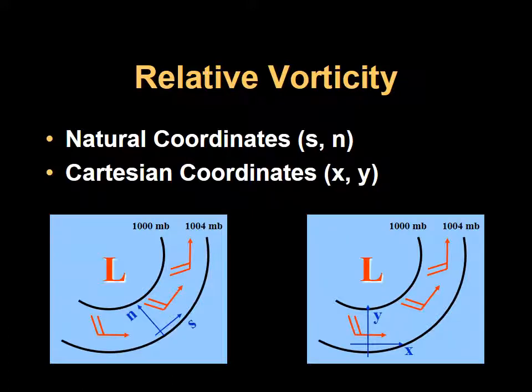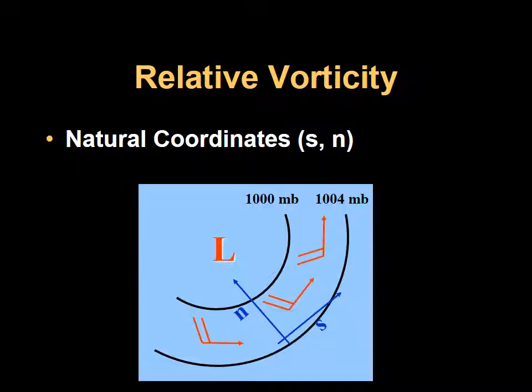We're going to look at this two different ways. One way is natural coordinates, that's easier to understand. Cartesian coordinates are a little bit more difficult mathematically. So let's do the easy way first. We'll do S and N coordinates. Here we have flow going around a curve, and remember the S coordinate is always in the direction of the wind, that's the streamline, and the N is normal, 90 degrees to the left of the wind.